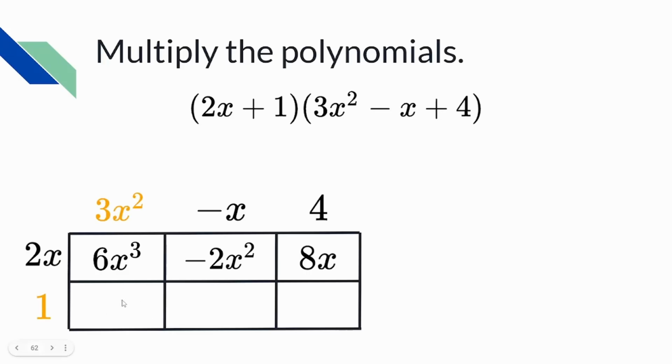Bottom left mini rectangle, we have 3x squared times 1, that's 3x squared. This mini rectangle, we have a side length negative x and a width 1, so that product is just negative x. And lastly, we have the product 4 times 1, and that's 4.